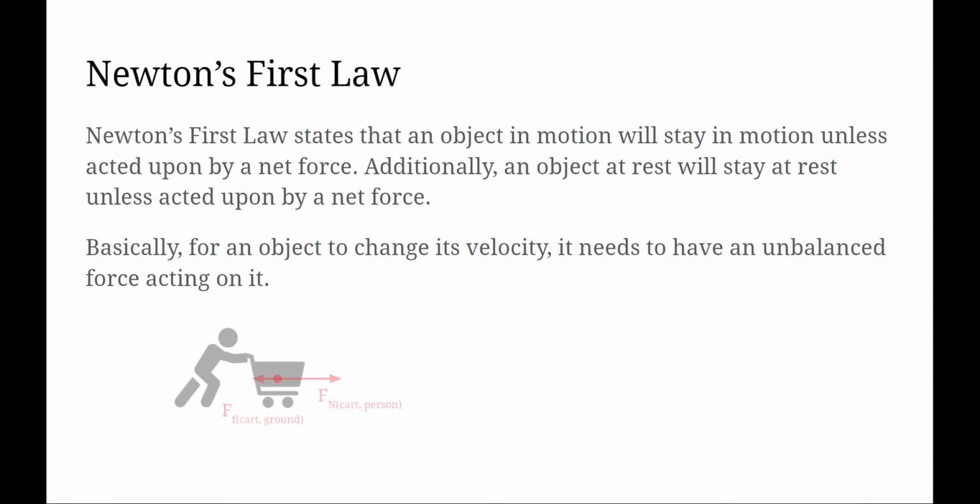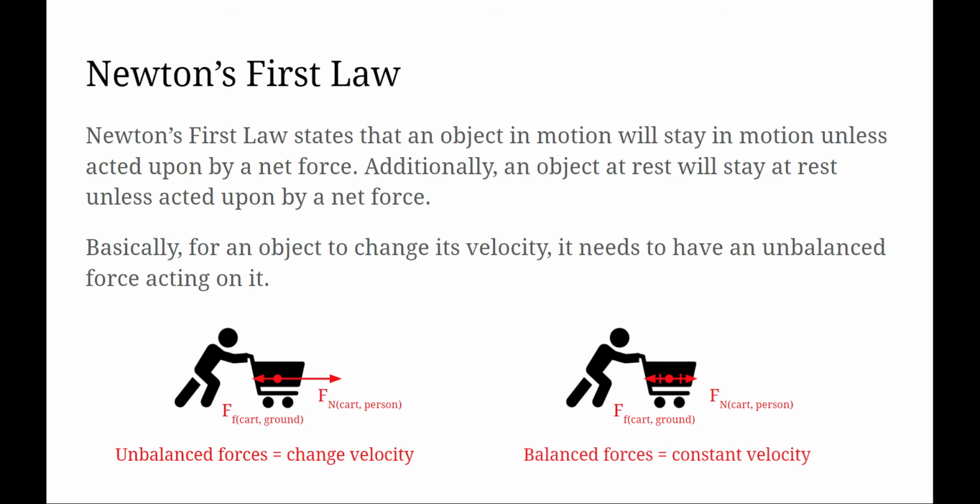So if we look at a couple examples here, this shopping cart is being pushed to the right, and the push is larger than the force of friction, so there are unbalanced forces, so this shopping cart would accelerate to the right. In our second example, here we have a shopping cart being pushed with an equal amount of force to the force of friction, so here we have balanced forces, they're kind of canceling each other out, so this cart would either not move or it would continue moving at a constant velocity. Basically, we would say that it does not accelerate. So that could mean it's at rest, or it could be moving at a constant velocity.